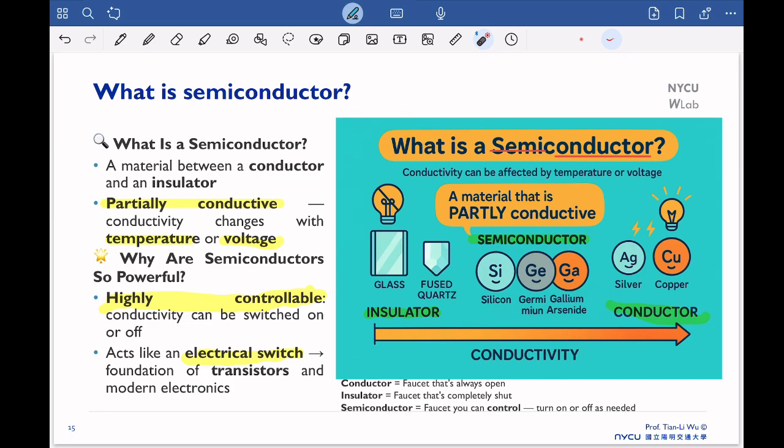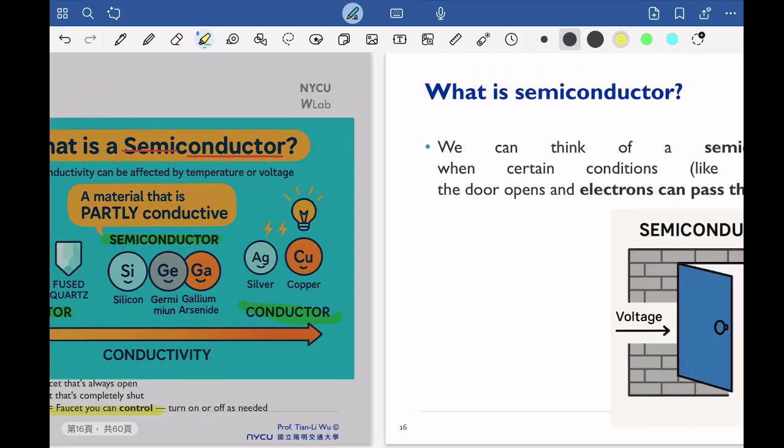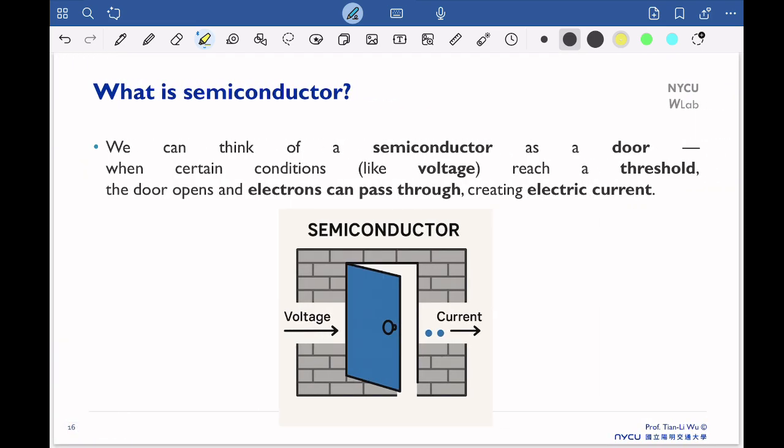So there are several ways to think about the semiconductor. The conductor might be considered a faucet that's always open, the insulator is a faucet that's completely off, and the semiconductor is a faucet that you can control anytime based on what you need. We can also consider the semiconductor as kind of like a door. When a certain condition, for example voltage, reaches a certain threshold, then the door opens, the electrons can pass through, and in the end that causes electrical current.